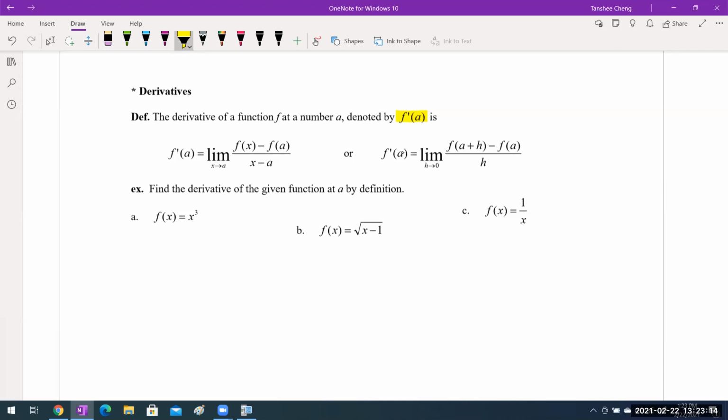So the derivative of a function at a is called f prime of a, and the formula is defined to be what we just learned earlier: the limit as x approaches a of f of x minus f of a divided by x minus a, or we can also use another formula, which is the limit as h approaches 0 of f of a plus h minus f of a divided by h.